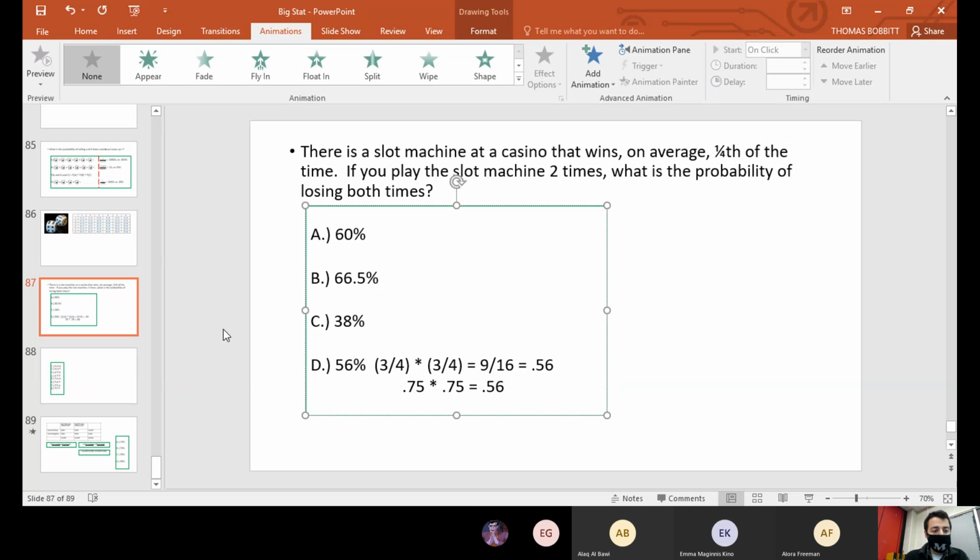Okay, so I'm going to show you guys how we would do this using that tree method like I have right here. I'm going to try and do it really quick. Not too quick, but semi-quick.